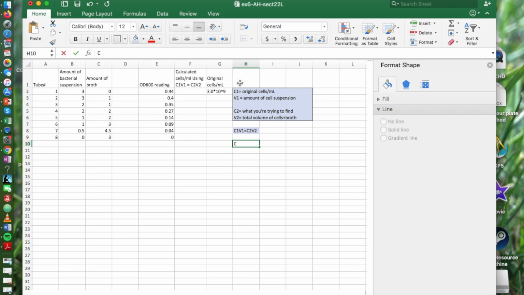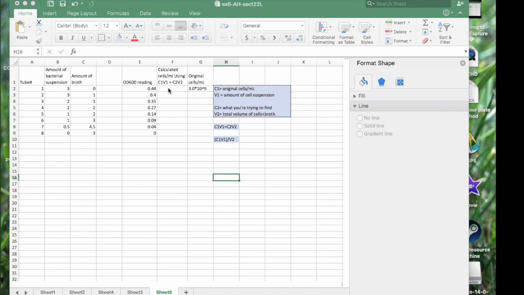So concentration 2 is what we're hoping to find. So let's rewrite this formula a little bit in order to do that. It's going to be C1 times V1 divided by V2, and that's going to give us our missing element, C2, our concentration in the diluted tubes that we made.